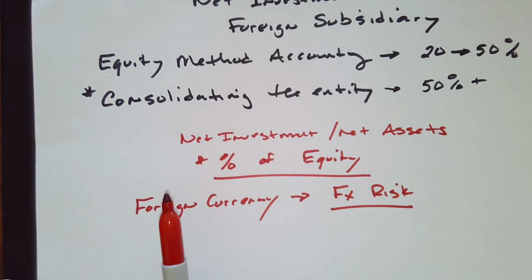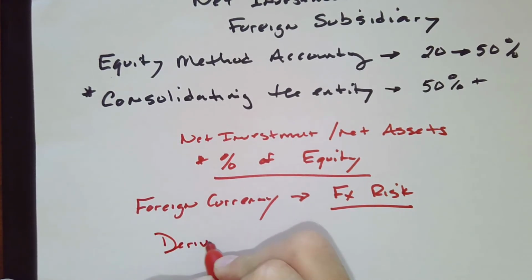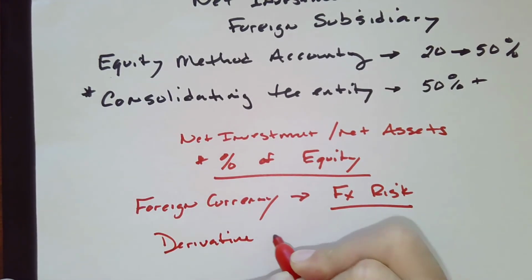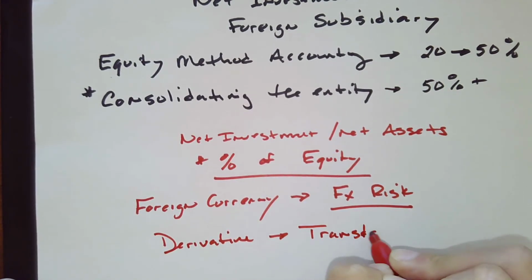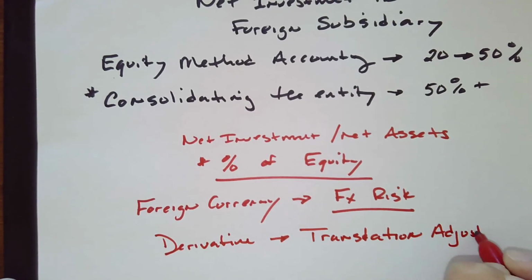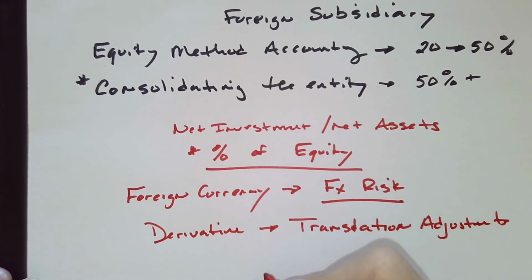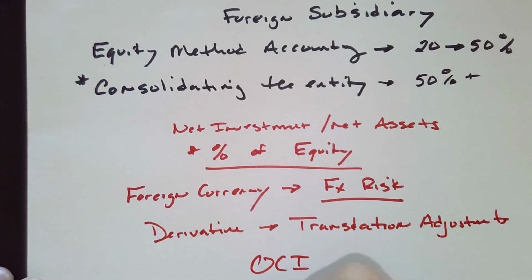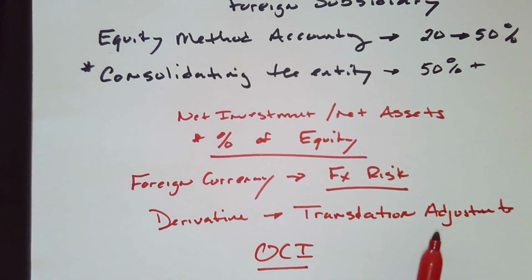Then any changes to the derivative are treated the same way as translation adjustments, and those translation adjustments go through OCI. We'll learn more about translation adjustments, remeasurement, all of that in the next couple of modules when we start talking about foreign exchange risk.